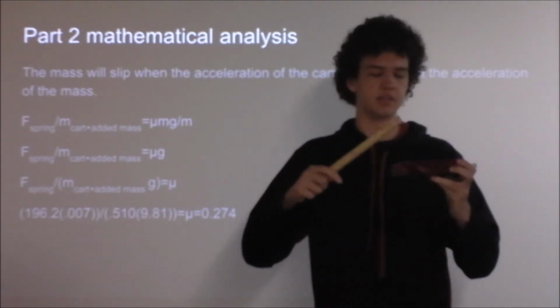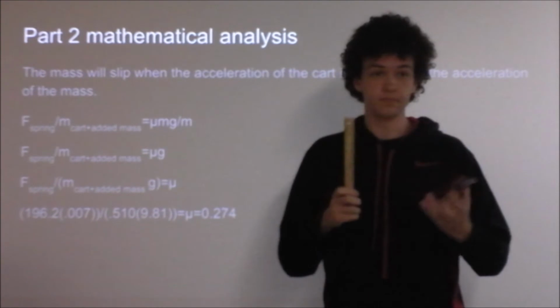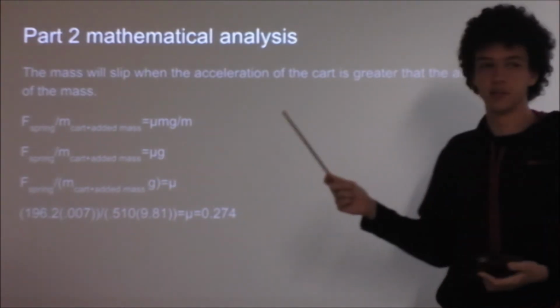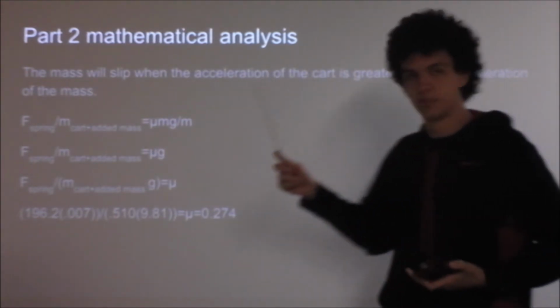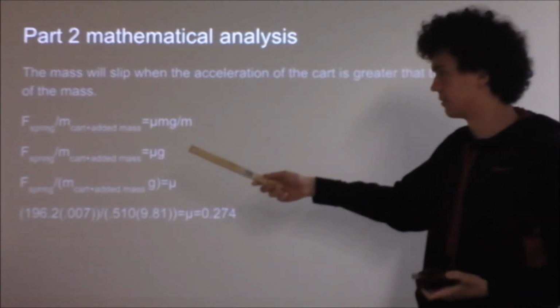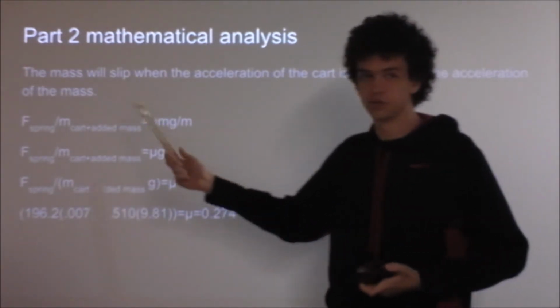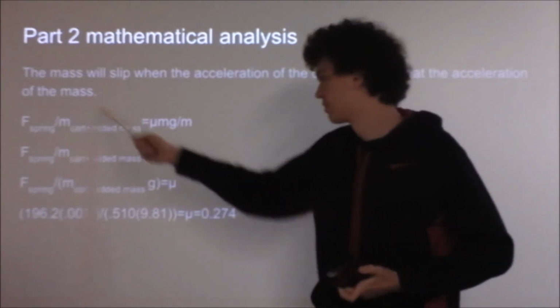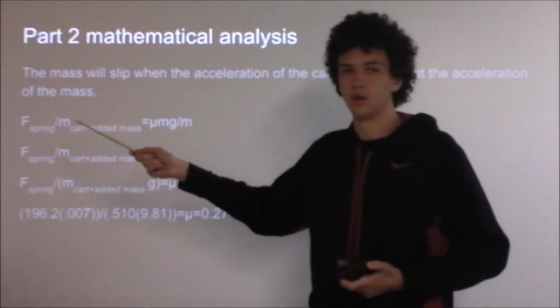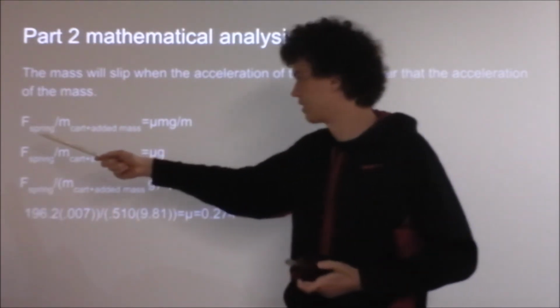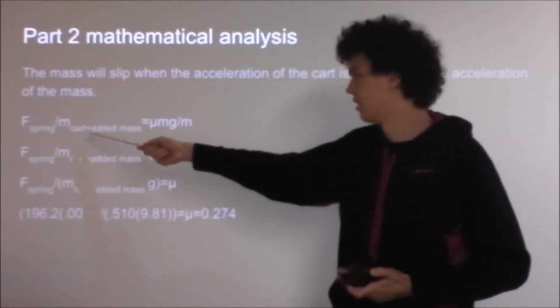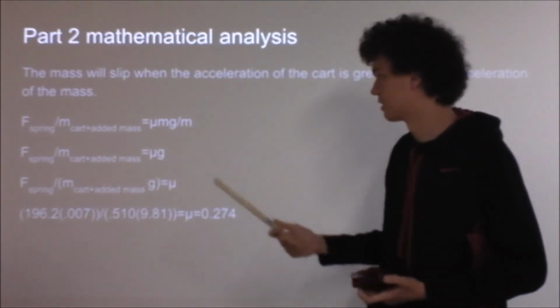Okay, so I figured that the mass on this cart will move compared to the cart when its acceleration is less than the acceleration of the cart. So I figured out the acceleration of both of those things. Since force equals mass times acceleration, this part was the acceleration of the cart, which would be the spring force, which I know how to calculate, divided by the mass of the cart plus the added mass, which is 10 grams.